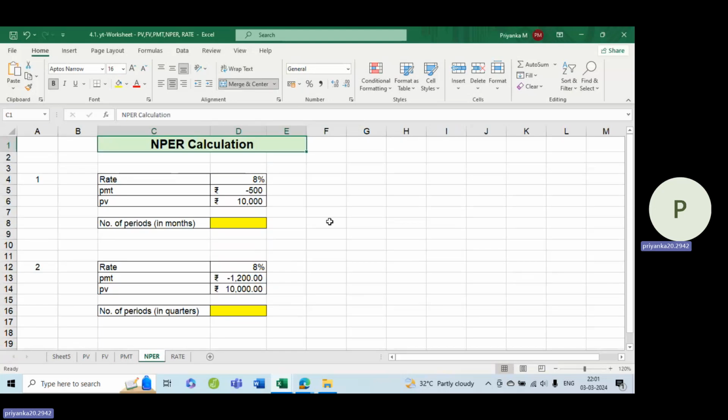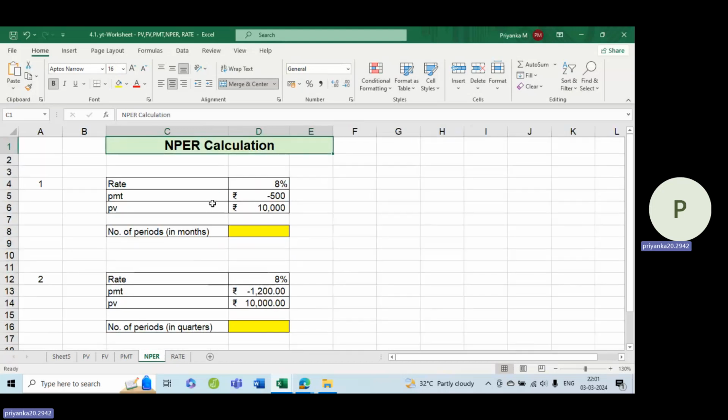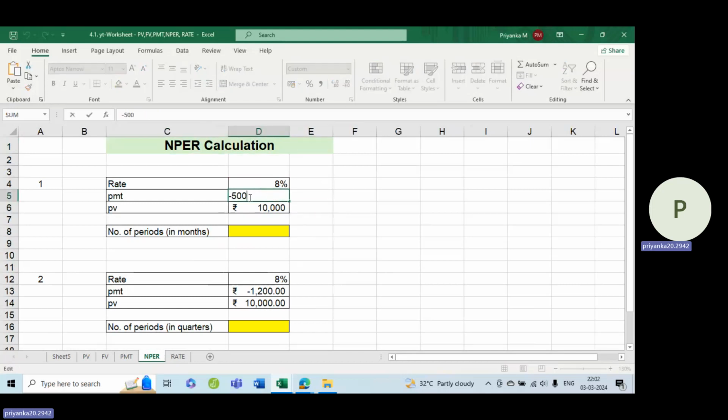Now let us move on to the next function, which is number of periods. Here they have given the rate, and the monthly payment is going to be 500. Since it's a payment, like a loan, I'm considering it that way. Payment is going to be a loan, or any deposit you can consider it. So 500 rupees is going to go outside every month. The present value of it is 10,000. So number of periods we have to calculate.